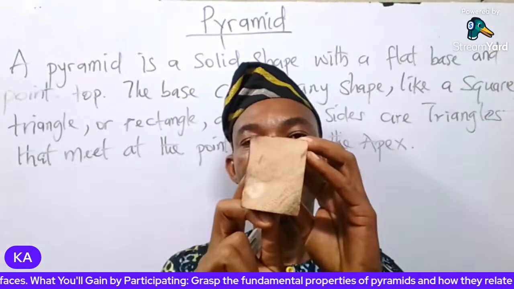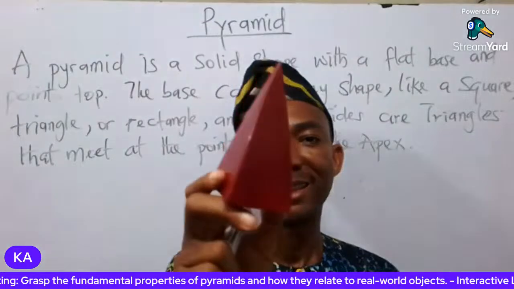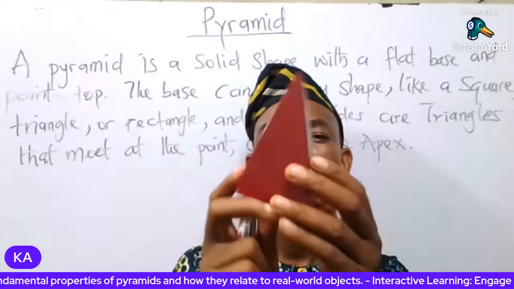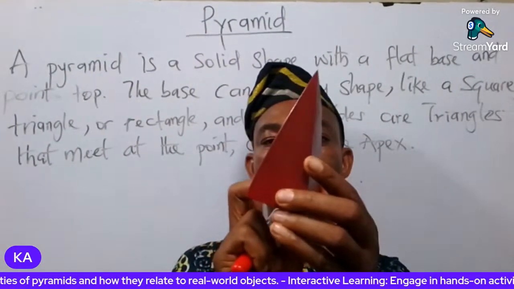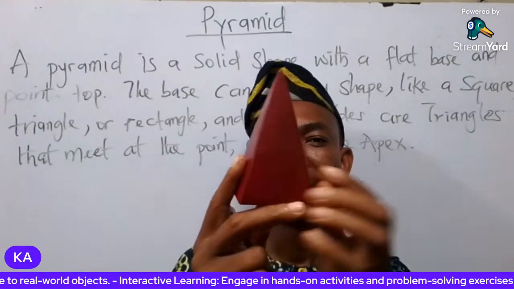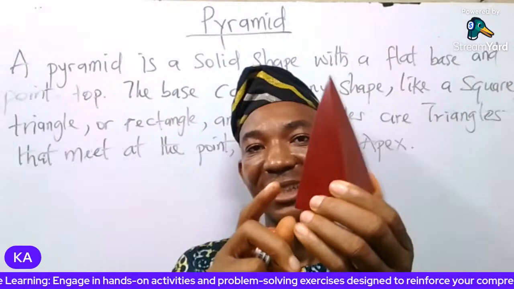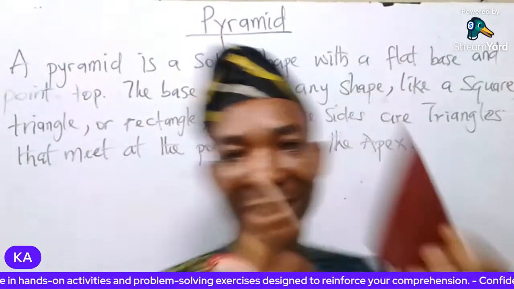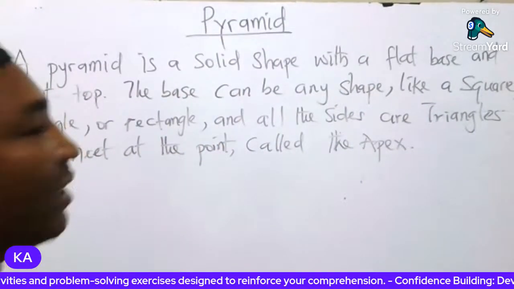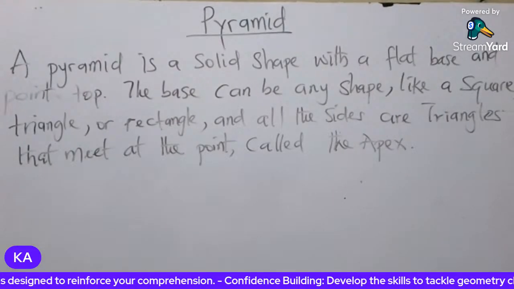Can you see this? What object at home looks like this? Can you think of an object at home that looks like this? What object? Now, what do we call this object? Let's look up. The object I showed to you now is called pyramid.